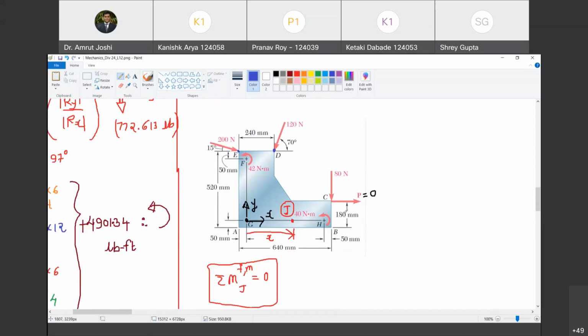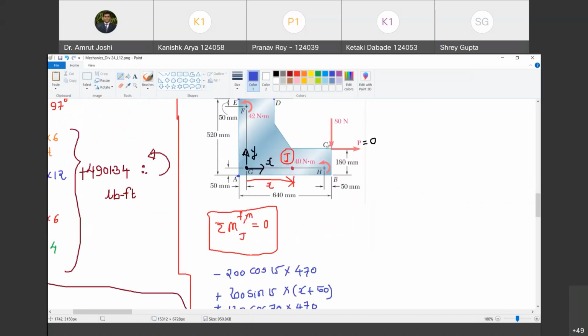Now, I hope everybody has understood how it is x plus 50. Dekho, x plus 50 is the distance between A and J. But I want horizontal distance between D and J. So what is the horizontal distance between A and D? It is 240. So x plus 50 minus 240 will be the horizontal distance between D and J. Are you with me? Yes, sir.